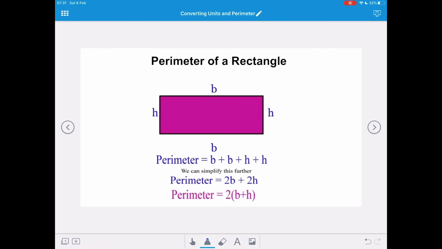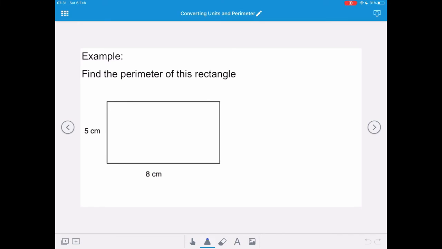Now, when it comes to the perimeter of a rectangle, we can think about the properties of a rectangle. We know that the base and the height are the same as the top edge and the other side. So we can say that the perimeter is b plus b plus h plus h. And we can simplify that further using our collecting like terms skill. So the perimeter is 2b plus 2h, or we can write it as 2 multiplied by the sum of the base and the height. So 2 multiplied by b plus h in a bracket so that we do it first, thinking BODMAS. In this example, we want to find the perimeter of this rectangle using our new formula.